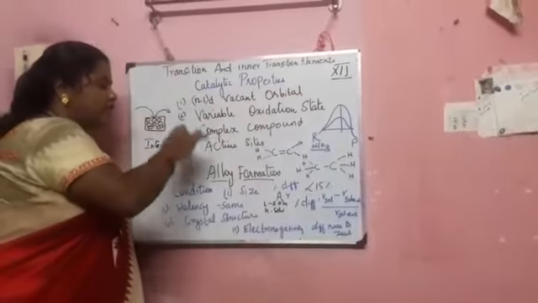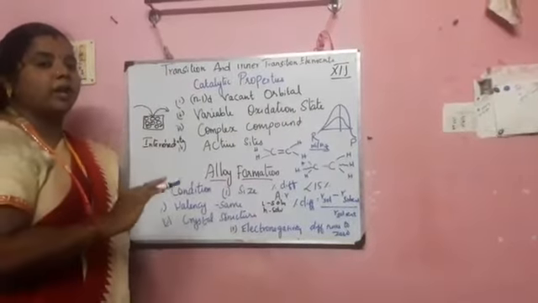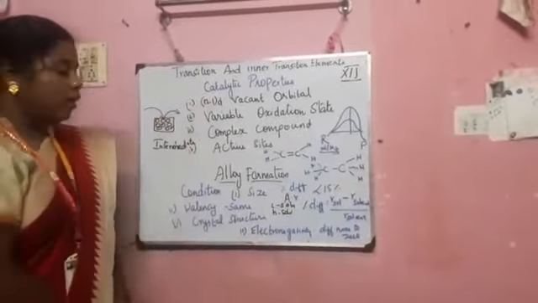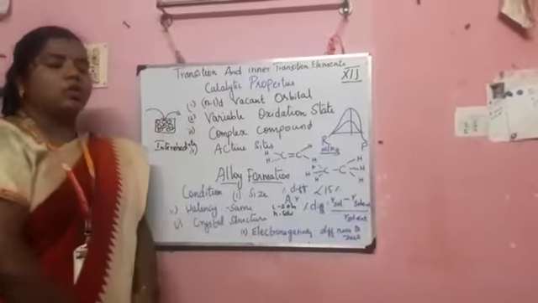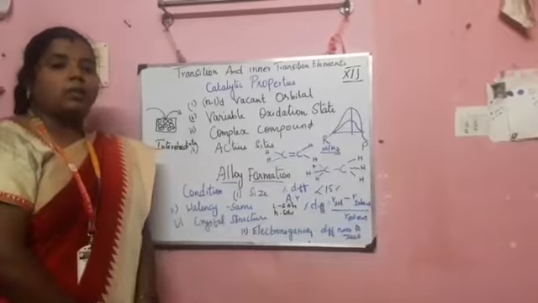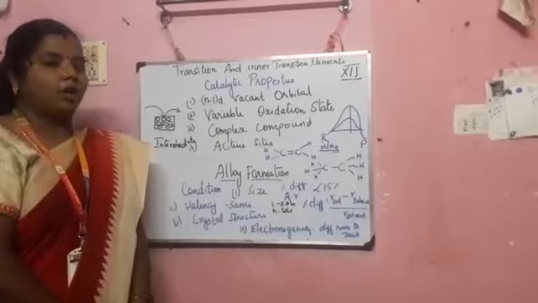So for this condition, which is all present in the D block elements, that is why the D block elements have catalytic properties. And next one is the alloy formation. Usually, what is meant by alloy? The combination of more than one metal will be formed as an alloy. That is called alloy formation.